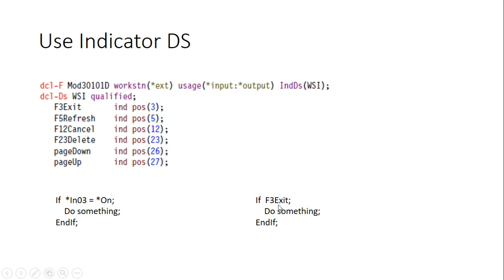But how do you give a variable name to the indicator? Basically, if you have a display file, you can use the indicator data structure and provide whatever name you want. Under the data structure, you can define your own variables and assign them to the corresponding indicator positions, so that it will be useful when you are writing the code, rather than just giving IN03 and so on.